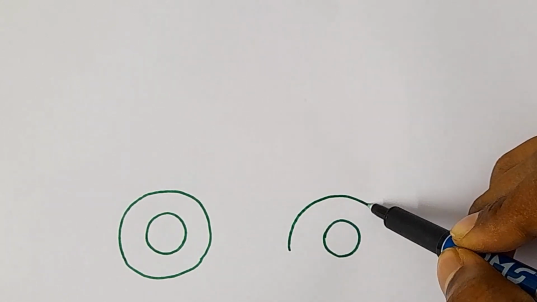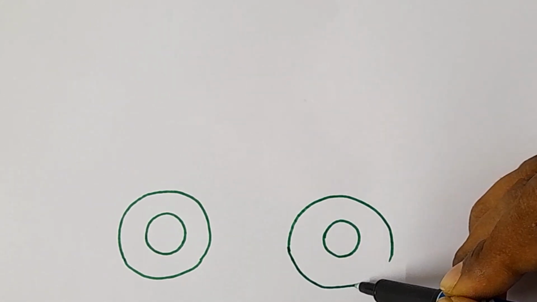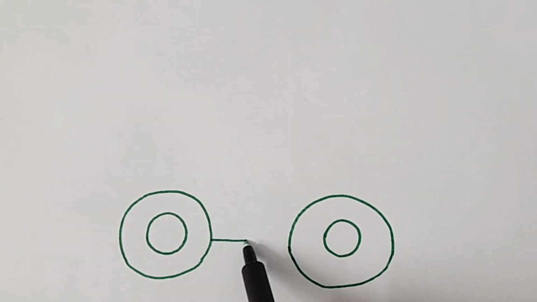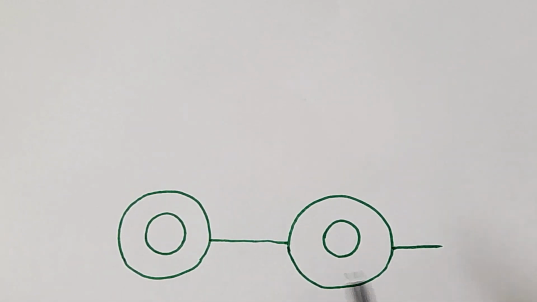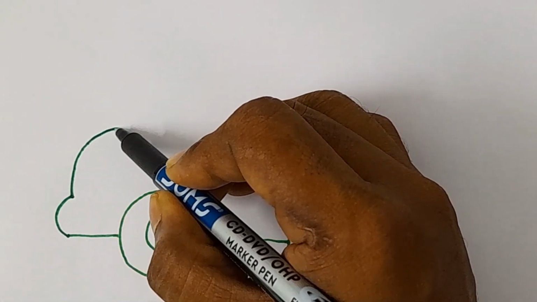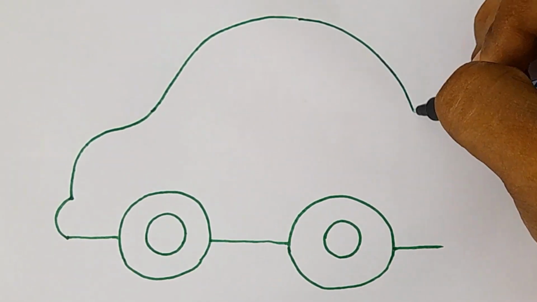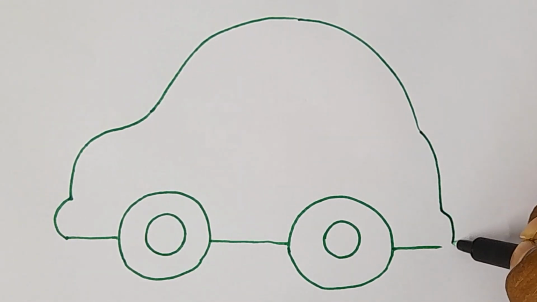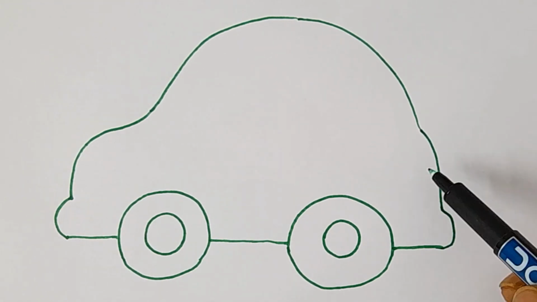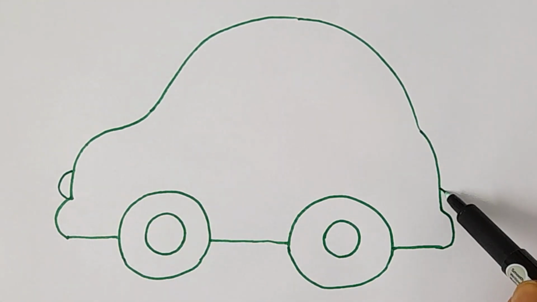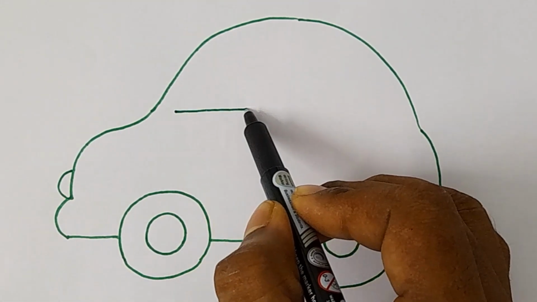At first we are drawing the two wheels of the car. Yes, like that. Now we are drawing the structure of the car. Yeah. Step by step, follow how I am drawing. If you follow these steps, then you are also able to draw.